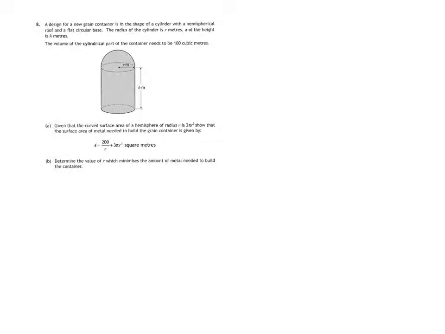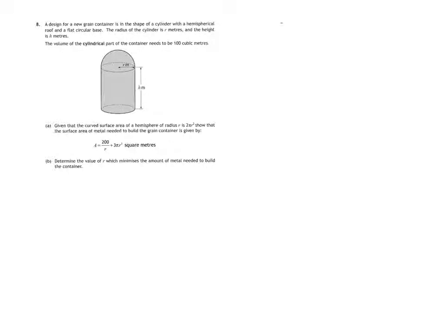Right, so for question 9, we've been given a design for a grain container in the shape of a cylinder with a hemispherical roof and a flat circular base. The radius of the cylinder is r meters and the height is h. It tells you the volume of the cylindrical part, which is 100 cubic meters. And it says, given that the curved surface area of the hemisphere is 2 pi r squared, show that the surface area of metal needed to build a grain container is given by A equals 200 over r plus 3 pi r squared. Right, so we need to figure out the surface area.